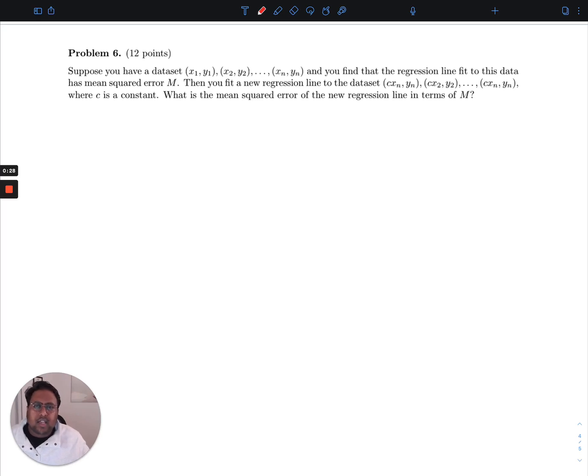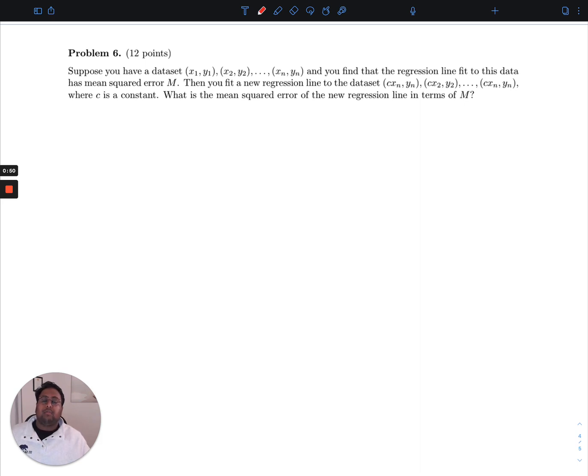Hey everyone, let's take a look at problem 6 on the first midterm in spring 2020's offering of DSC 40A. So we're told to suppose we have a data set x1, y1, x2, y2, so on and so forth, and that we fit a regression line to that data set, and it has a mean squared error of m.